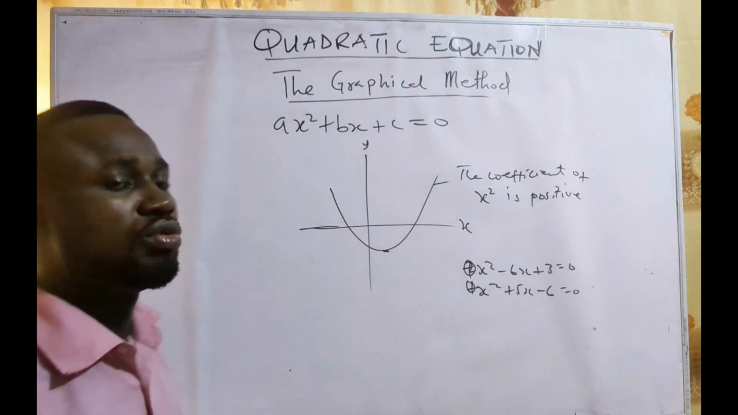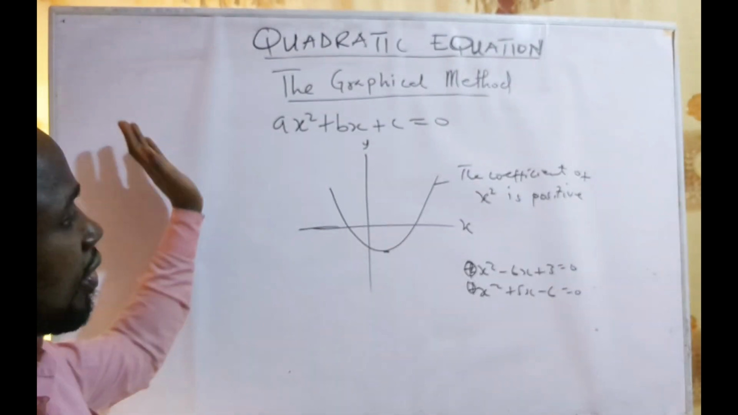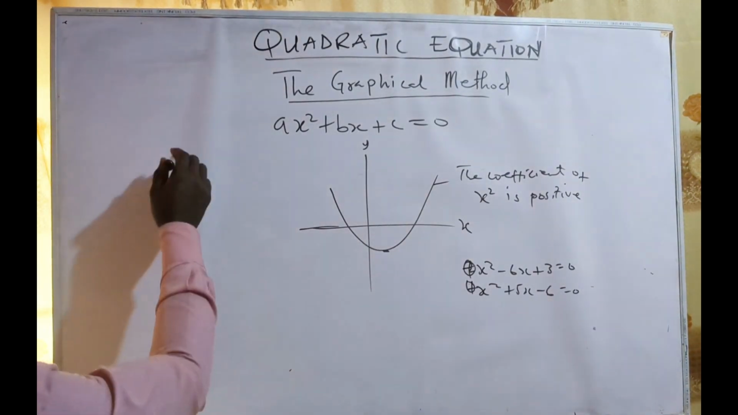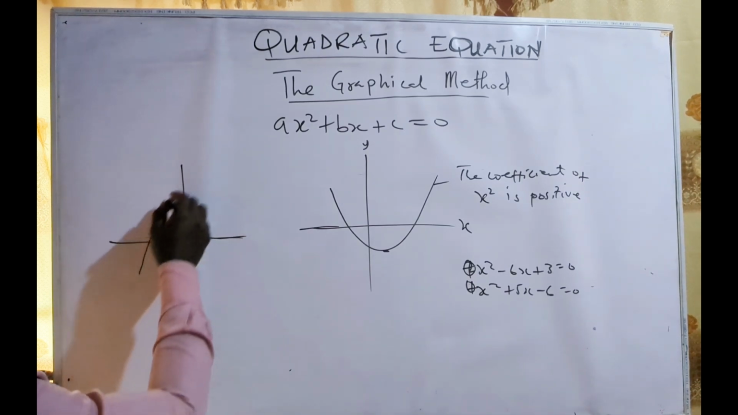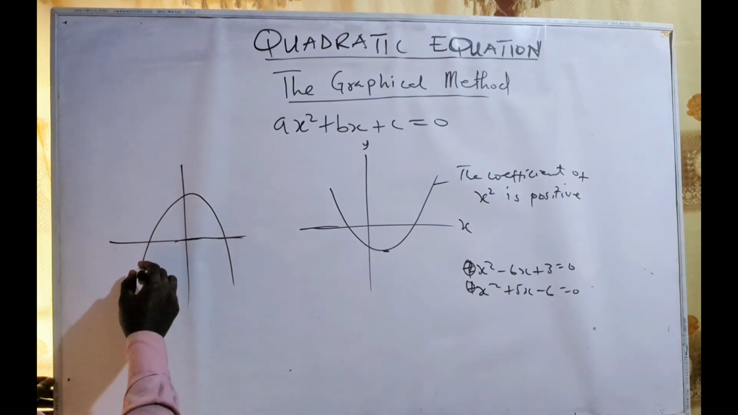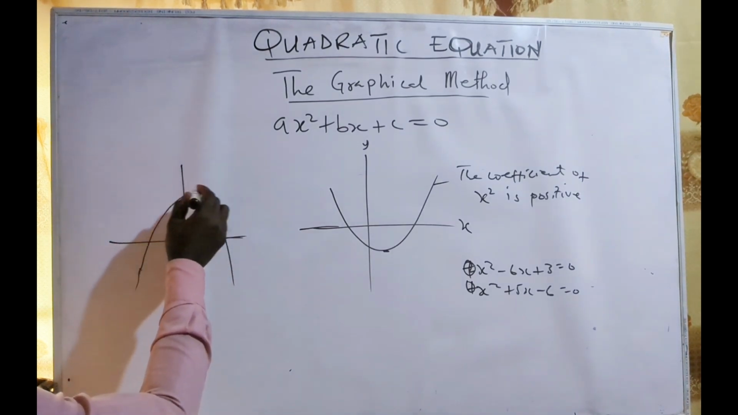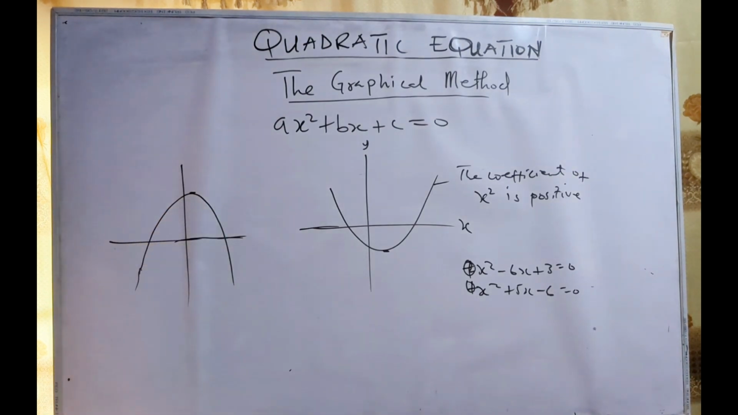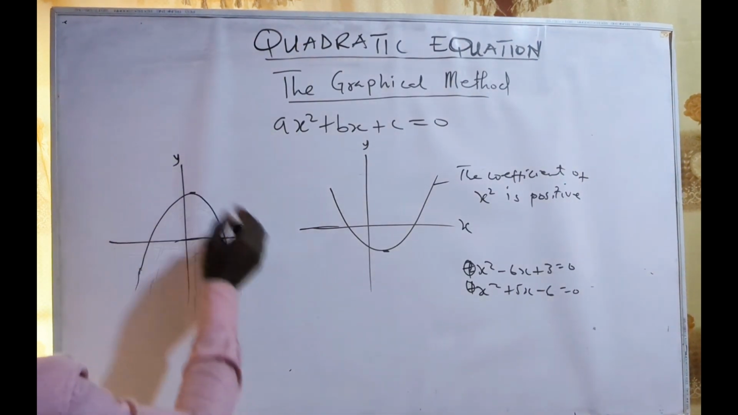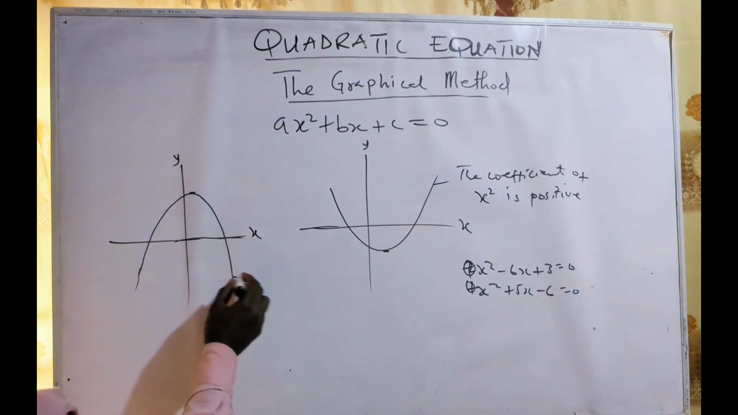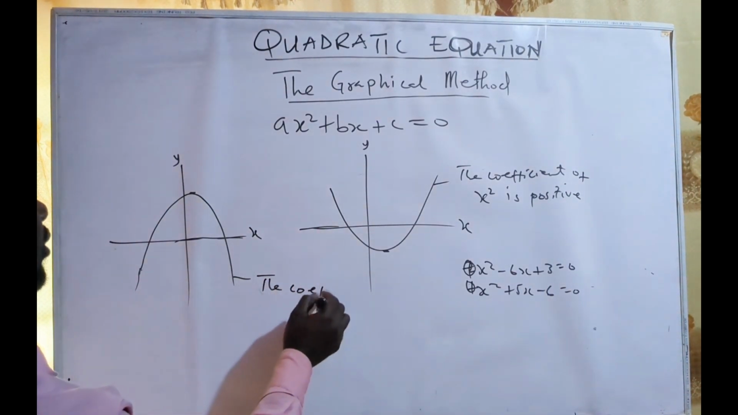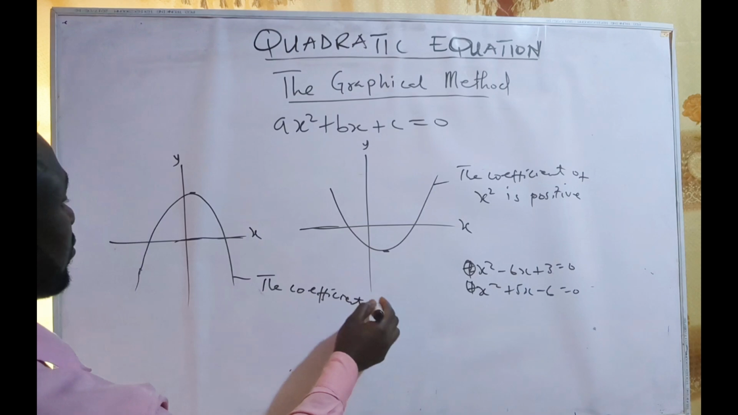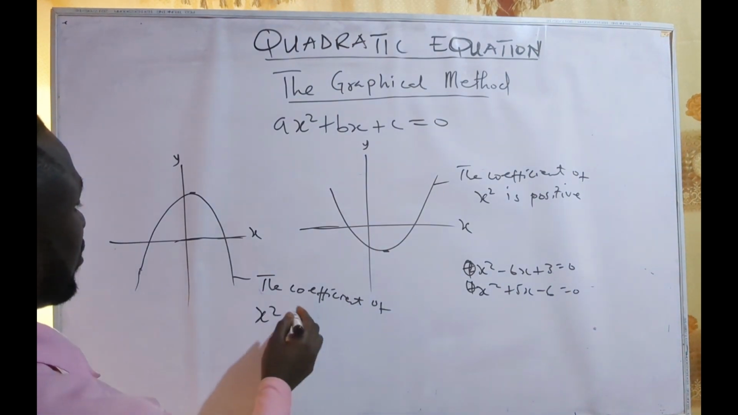And if the coefficient of the x squared is negative, we will have the inverted U shape like this, where we will have the maximum value of the y. If your curve tends to be like that, then here the coefficient of the x squared is negative.